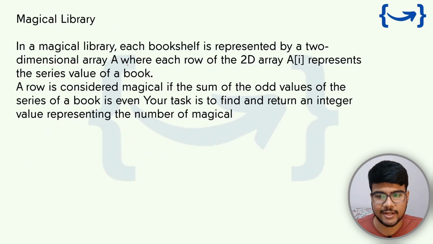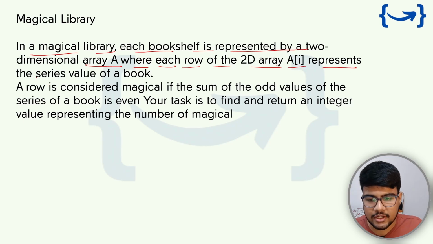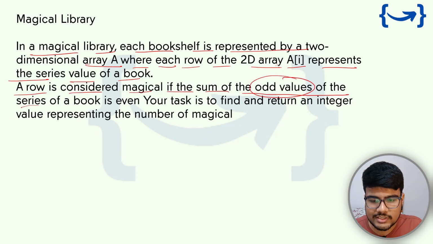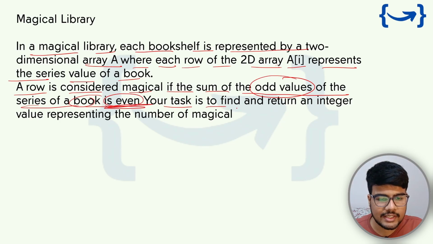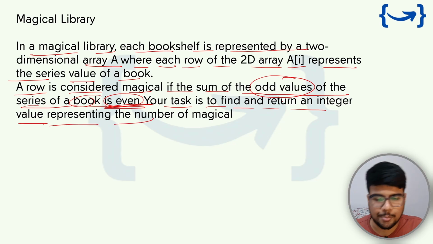Magical library is the second problem. In a magical library, each bookshelf is represented by a two-dimensional array, where each row, or book[i], represents the series value of a book. A row is considered to be magical if the sum of the odd values of the series of a book, which is the row, is even. Your task is to find and return an integer value representing the number of magical rows.